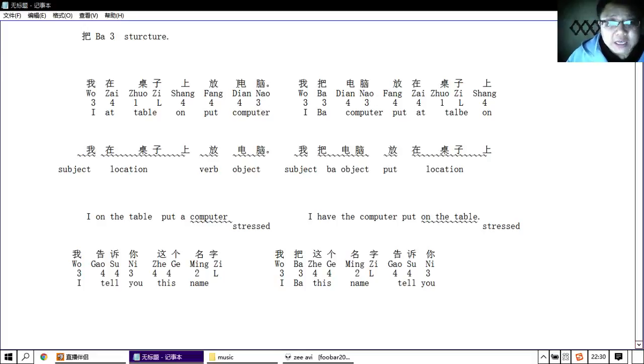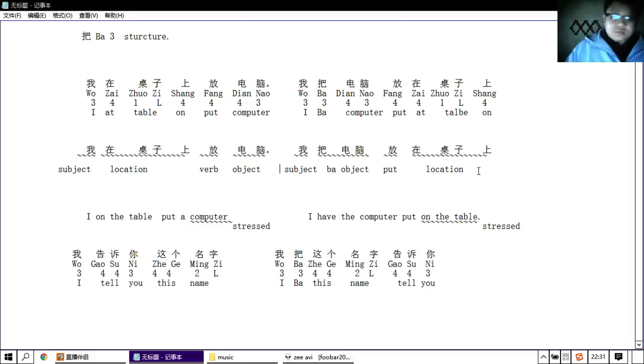I have to take the computer to the front, just right after the subject 我. After I say I 把 the computer put, the result I got is that my location is now at the end of the sentence. 我把电脑放在桌子上. Now you can see very obviously in the first sentence the structure goes subject, location, verb, and object. In the second sentence we see subject, 把 plus object, verb, and location.